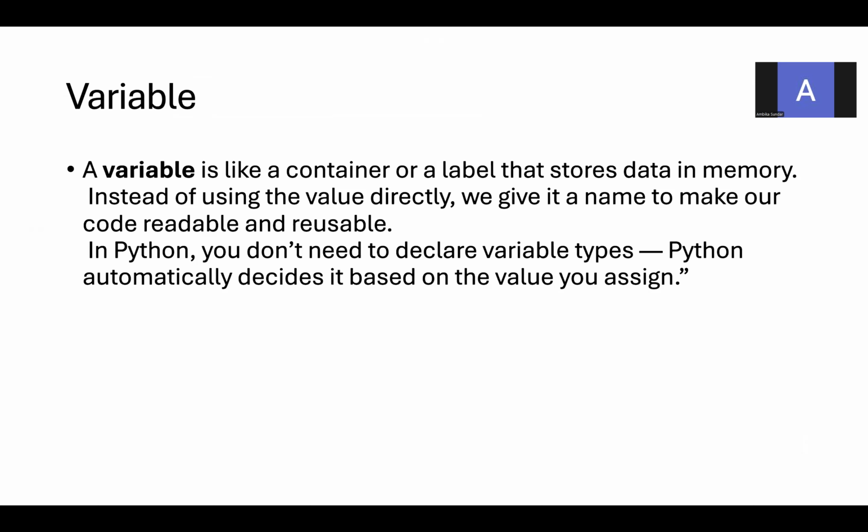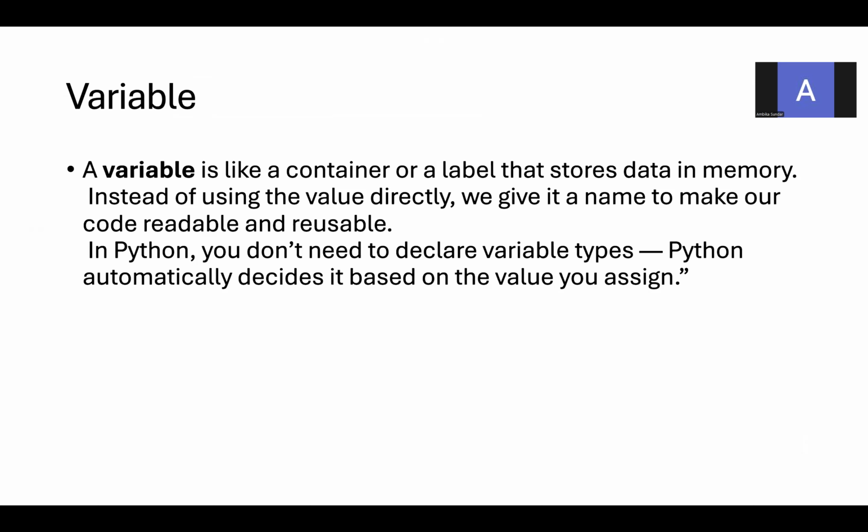That is called memory. Instead of using the value directly, you give it a name to make our code readable and reusable. For example, if I want to use an integer value 5, a string value Python, or a decimal value 12.5, I cannot give the name to the value. I should give the name to the variable which is going to store this value. That is called a variable. In Python, you do not need to declare the variable types. It automatically decides based on the value you assign.